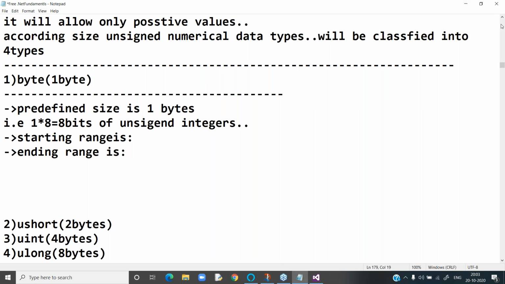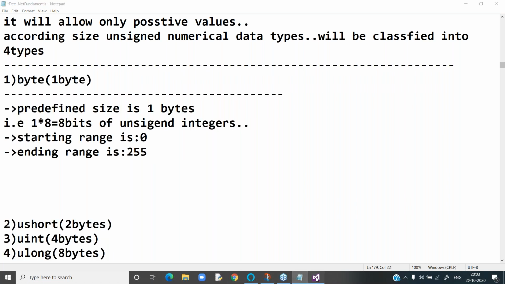Can you guess what the starting range is and what the ending range is? Fast. Come on, tell me. See here, only positive values, so the starting range will be 0. We have to find the ending range. The ending range will be 255.